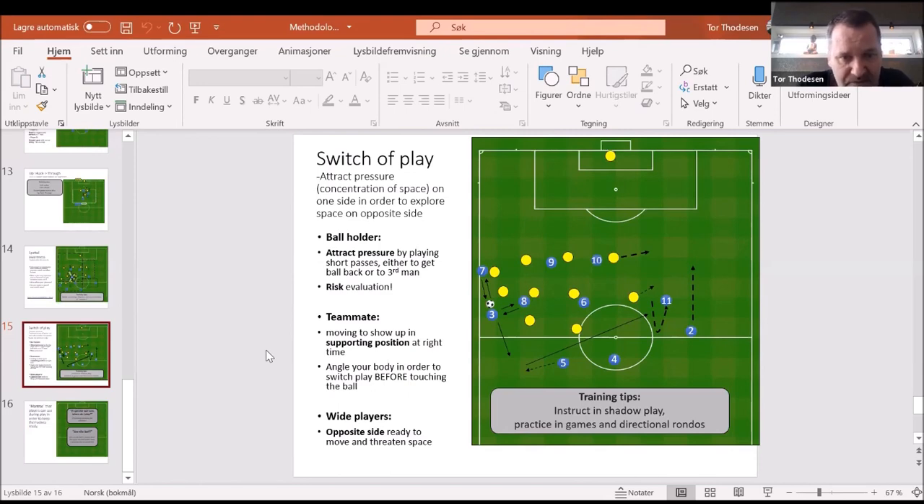Again, for the number 5, angle your body in order to switch the play even before you touch the ball. So not saying you should do it on one touch, but you should be in position to give yourself a nice first touch and a good angle for the kick. Details, which is important.